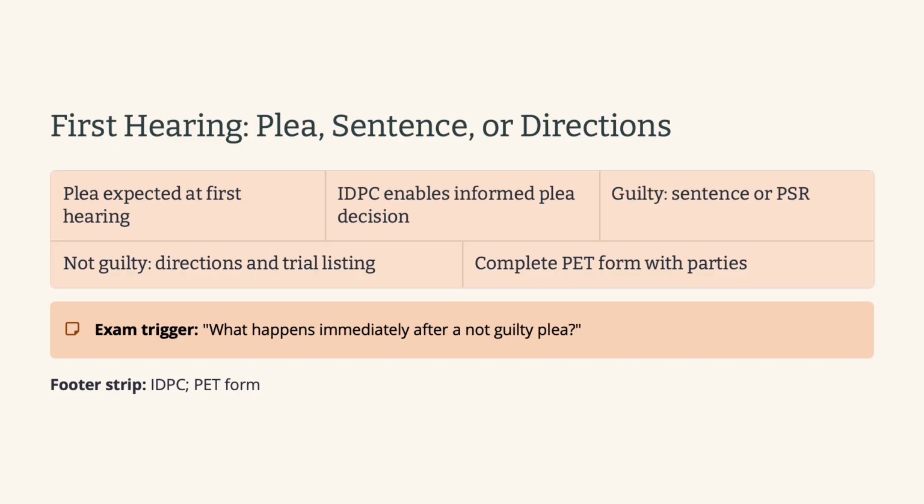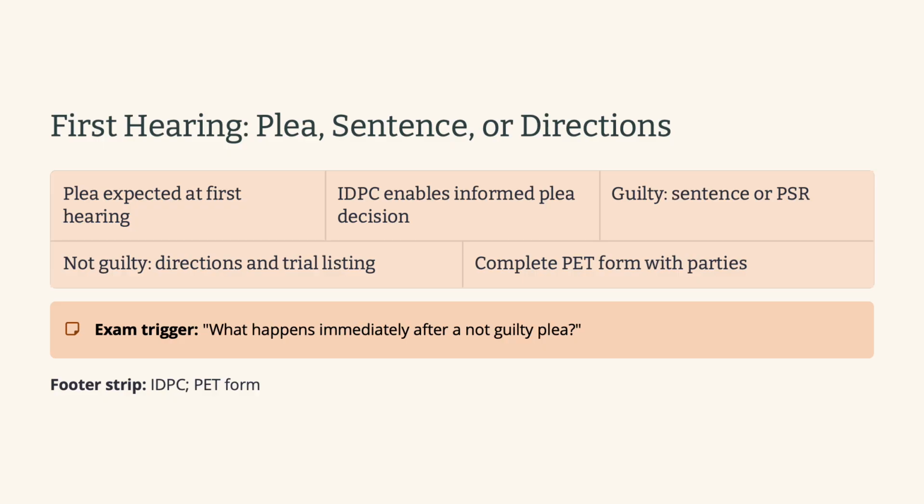So, first hearing: plea, sentence, or directions. The first hearing in a summary case is critical because it often determines the entire trajectory. First, the court expects a plea at the first hearing. This is not just a formality. The system is designed for early resolution. That's why IDPC must be served beforehand.